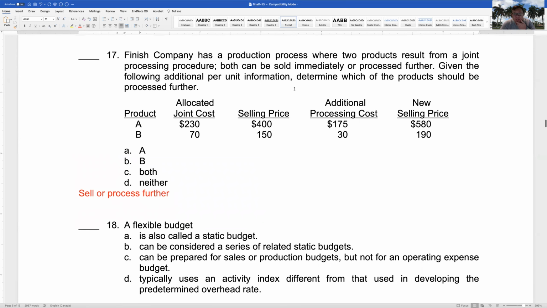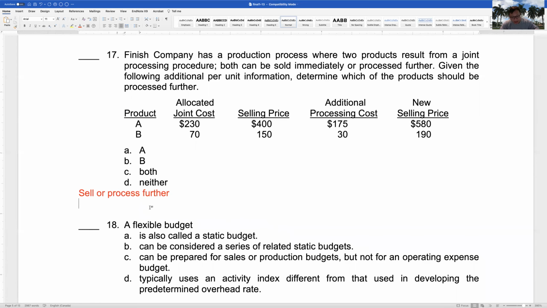Okay, so two products, A and B. This is a joint processing procedure. So additional cost is 175. The new selling price is this. Which one should be processed further? A, only product A. B, only product B. C, both. D, neither.